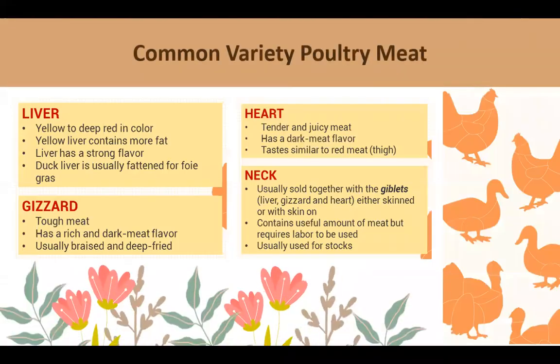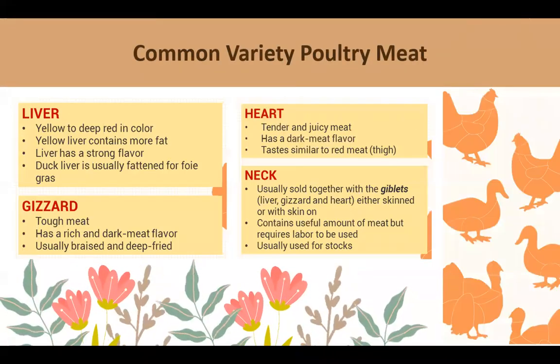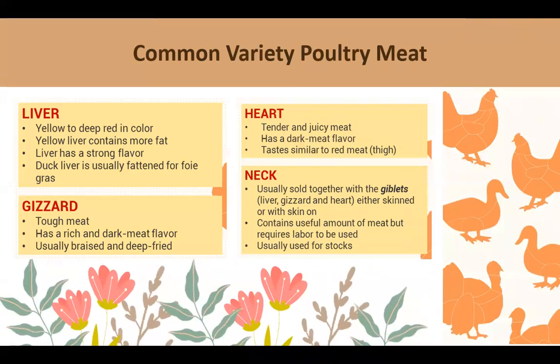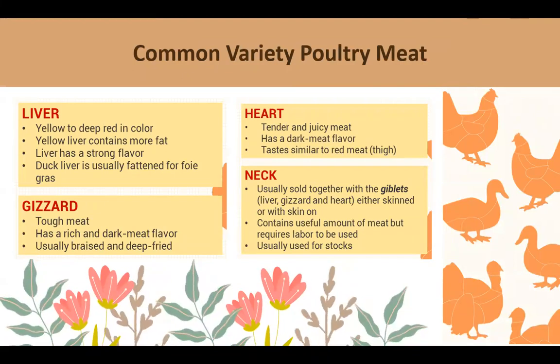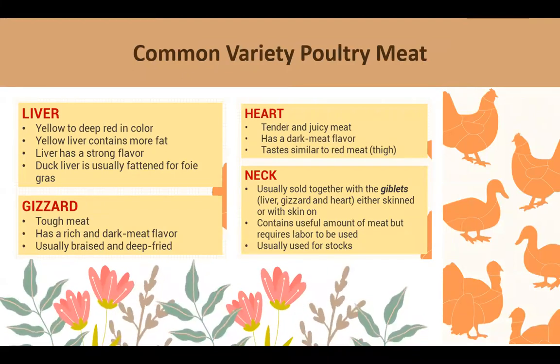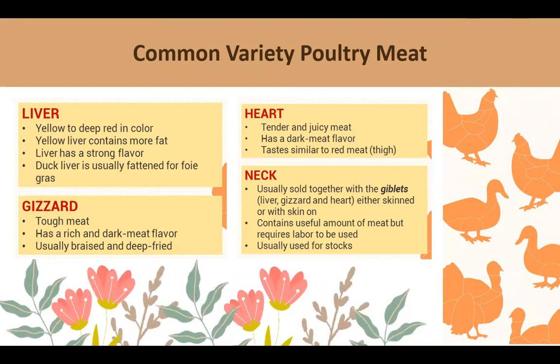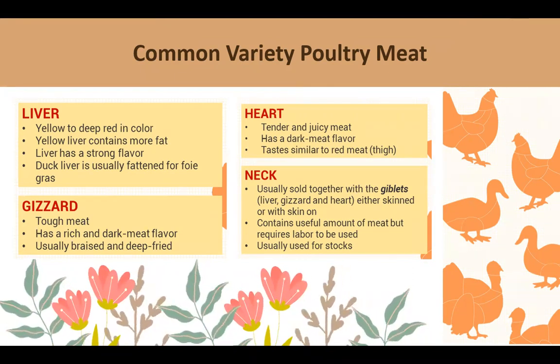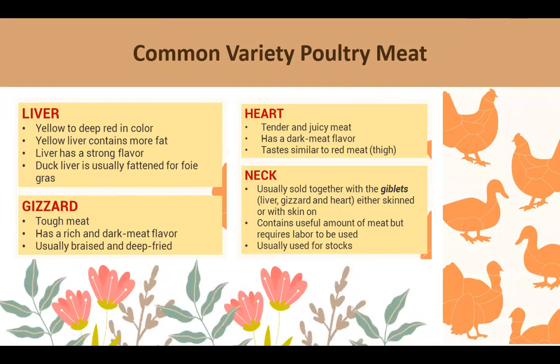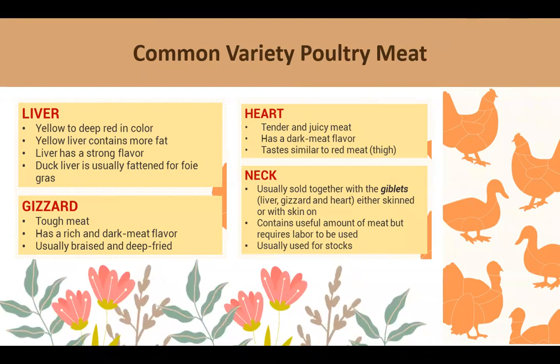And the last topic is about common variety poultry meat. Variety meat, also known as offal or giblets in poultry, are the edible internal organs of an animal, which include liver, gizzard, and heart. Liver is yellow to deep red in color. Yellow liver contains more fat and it has a strong flavor. Duck liver is usually fattened for foie gras.